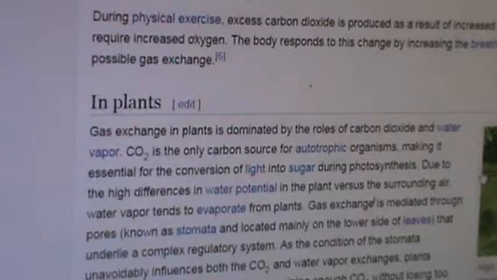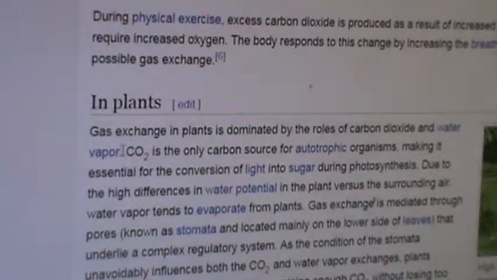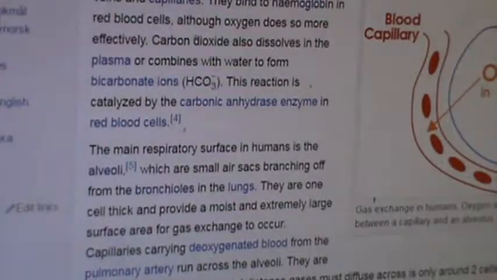Wow. Gas exchange. Crazy. Okay, that's pretty incredible. I don't know what else was.